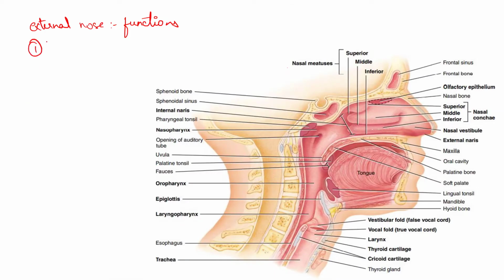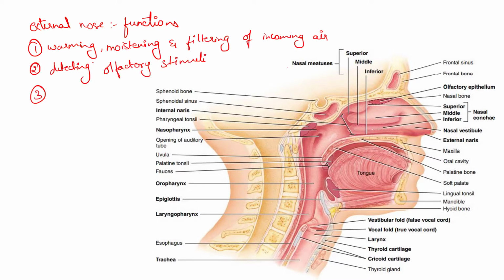First function is warming, moistening and filtering of incoming air. Second one is detecting olfactory stimuli. What is this olfactory stimuli? It is the capacity of smelling. Let's see the third one, modifying speech vibration.